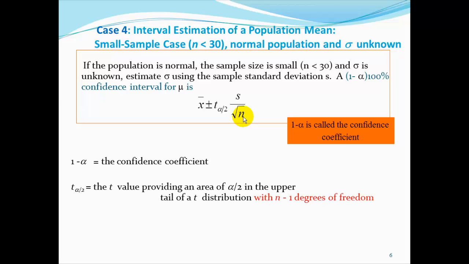With case 4, it's our small sample case with the normal population and sigma unknown. This formula is exactly the same as the formula used in case 3. For this formula, the only thing that should be unfamiliar to us is the t alpha over 2 value. In the past, given a sample set of data, we learned how to compute the sample mean and how to compute the sample standard deviation, and we know that n is simply the size of our sample.